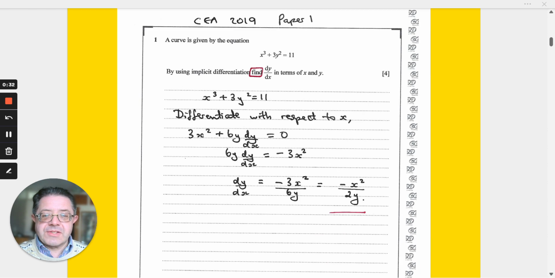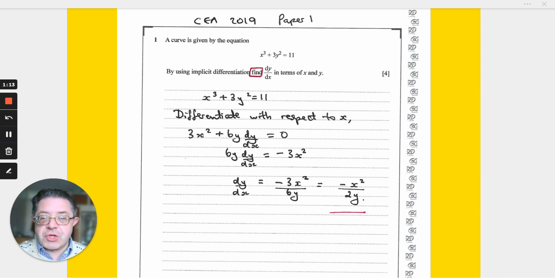So first of all, a fairly straightforward question. A curve is given by the equation x cubed add 3y squared equals 11. By using implicit differentiation, find dy/dx in terms of x and y. In these questions, x and y are usually mixed up. The equation is not written in the form y equals f(x). Implicit differentiation means we just go through and differentiate everything with respect to x, and therefore the answer will not just be in terms of x, but x and y.